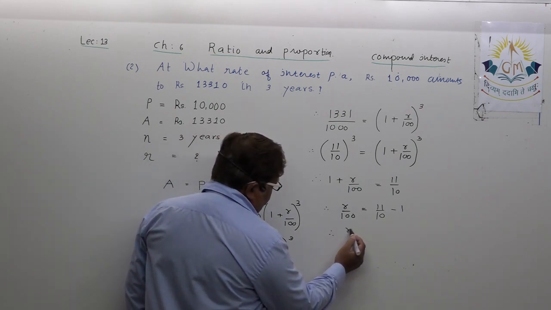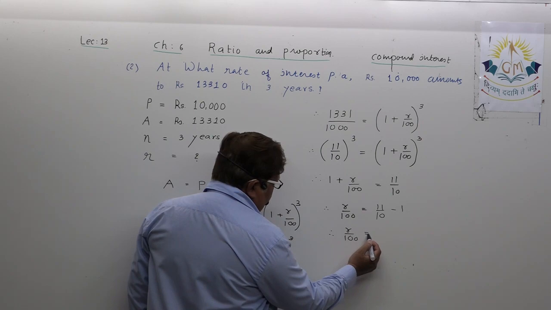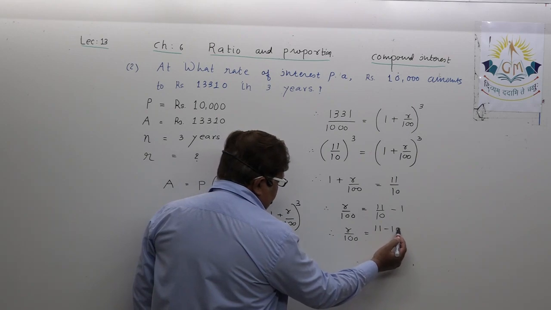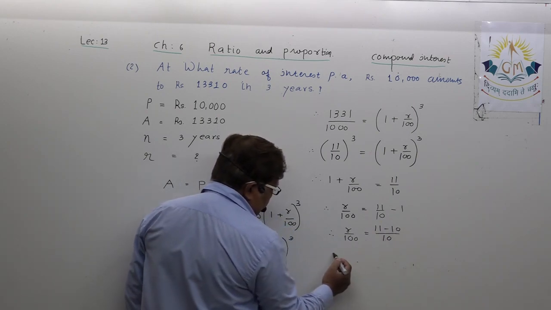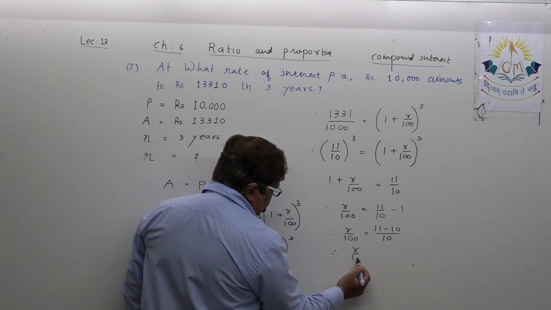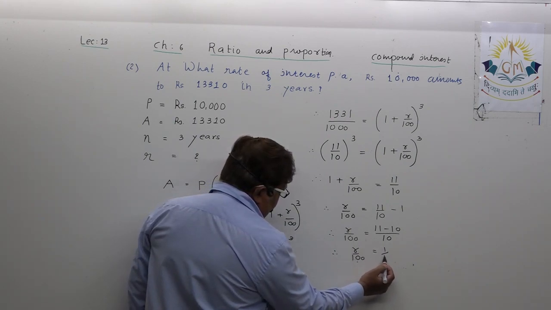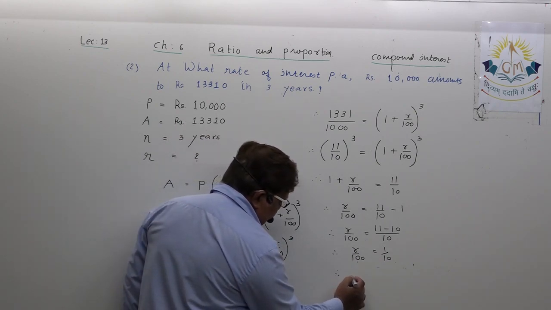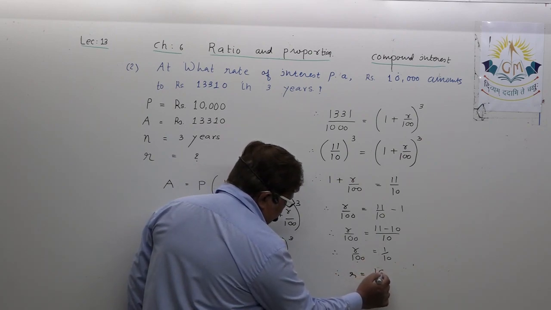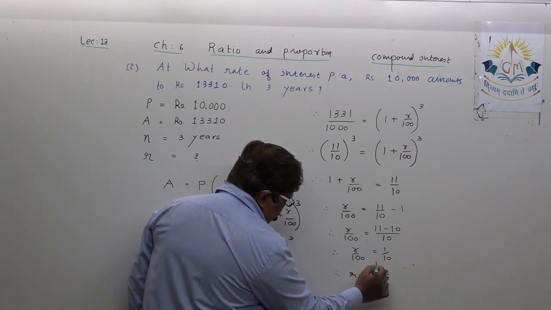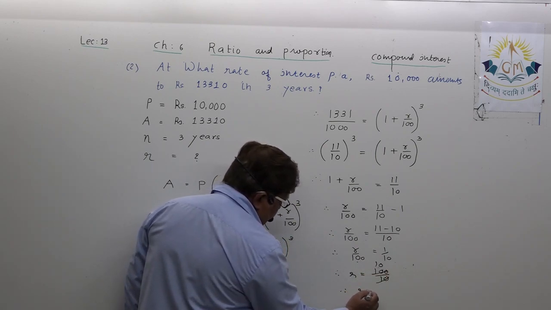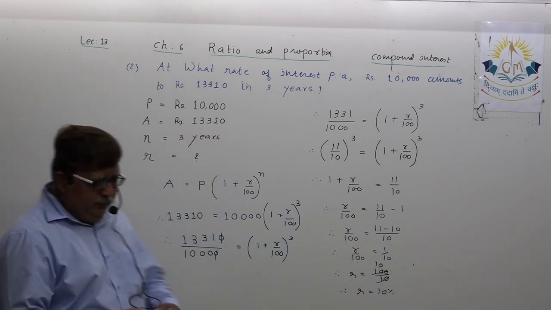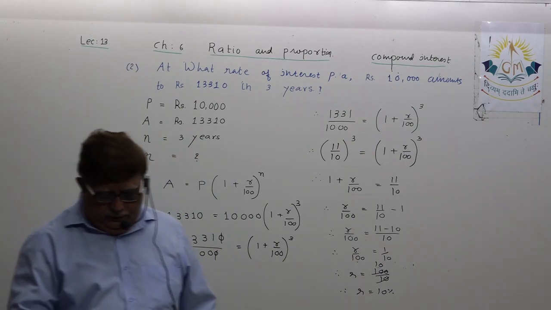The next step, r upon 100, as you know, you have to take the LCM: 11 minus 10 upon 10. Okay. So, r upon 100 equals 1 upon 10. The next step, just a cross multiplication. 100 into 1 upon 10, the 100 and 10 cancel out partially. So you got r equal to 10%. That's the rate of interest.